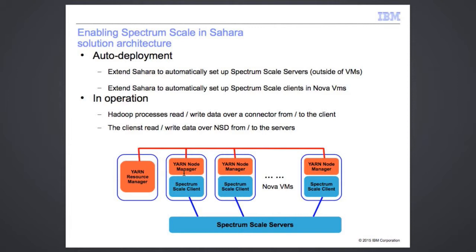And in these VMs, we have the Hadoop node manager, and then we have a Spectrum Scale client, which understands how to talk to the Spectrum Scale servers at the very back end. And once you have this environment set up, then the Hadoop processes are going to write data to the Spectrum Scale client, which will then send the data to Spectrum Scale servers, where they are permanently stored and backed up and everything.